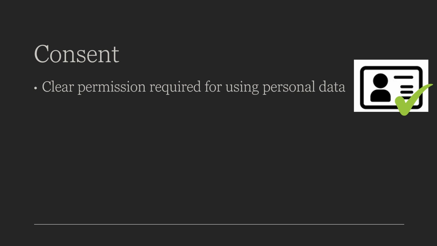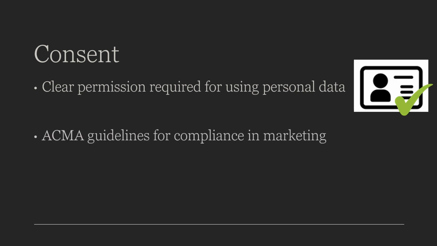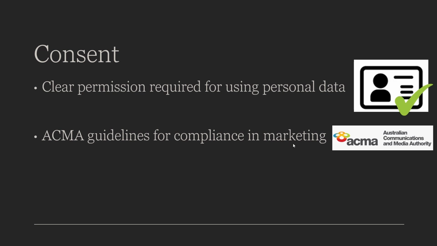In Australia, the Australian Communications and Media Authority, or ACMA, provides guidelines to help businesses comply with these consent regulations. For example, before sending marketing messages, businesses need to have the recipient's clear permission. This rule applies even if a third party is sending the message on behalf of the original business.